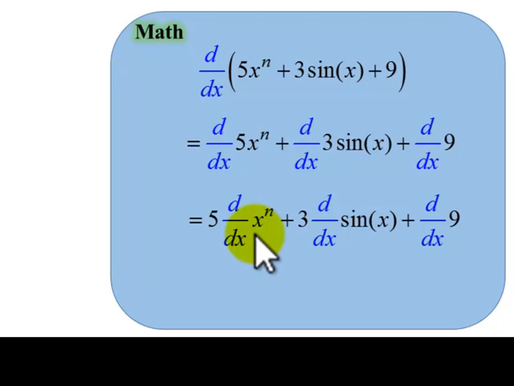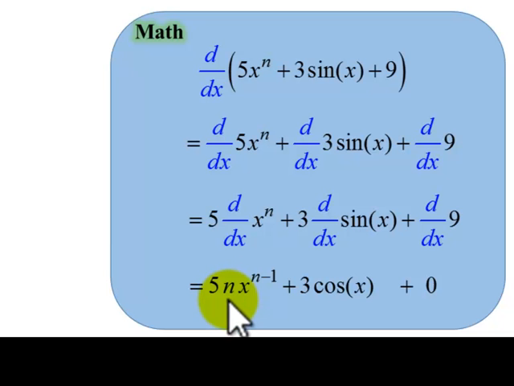For example, d by dx of x raised to the power n. We simply take n down here as a multiplying factor times x raised to the power n minus 1. The derivative of sine x is cosine of x, and d by dx of a constant is 0. In fact, you can look on the internet or in calculus textbooks for a whole list of functions and their associated derivatives.